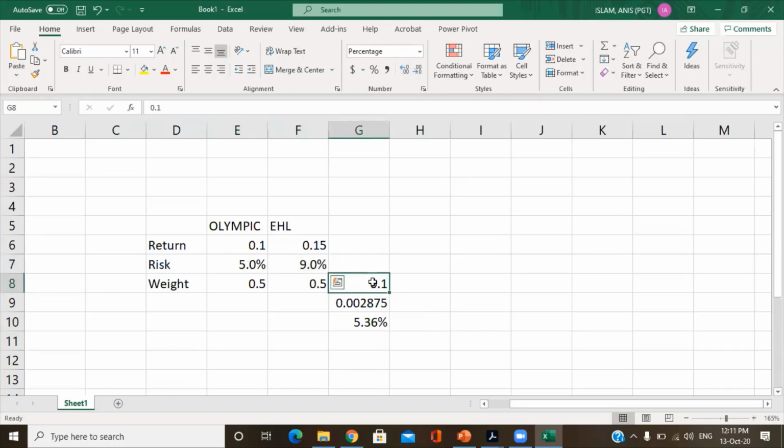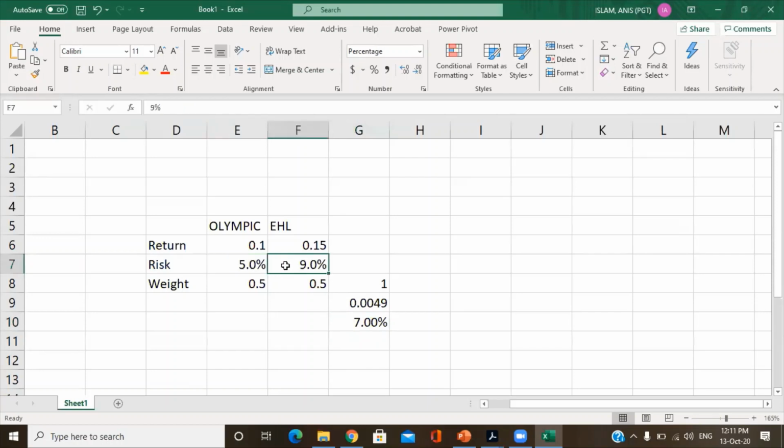If I assume that their correlation is perfect. It's not true, but I am assuming. You see, what happened? The risk has increased to 7%. You see, the risk is now the simple weighted average of individual risk, 5% plus 9%, total 14%.